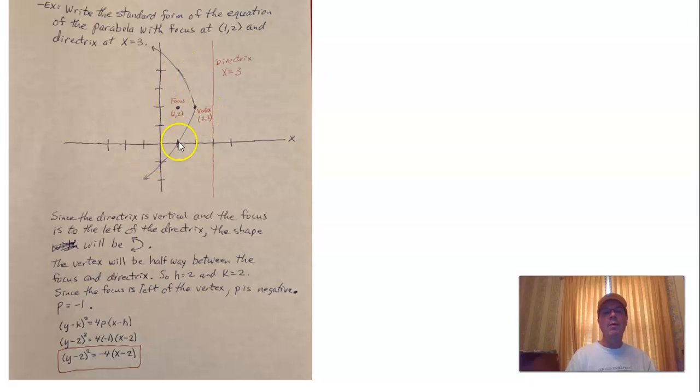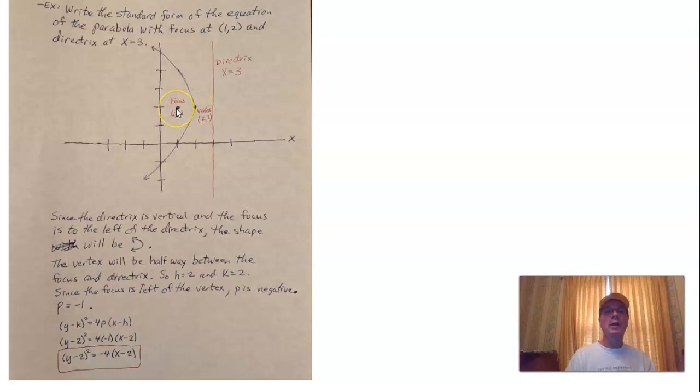And since it's a sideways opening parabola, the height of the focus will be the same as the height of the vertex. The y coordinates will be exactly the same. It's not like the vertex is up here or down here. It's on the same height level. So y will be 2. So now that I know that the vertex is (2, 2), I know that h is 2 and k is 2.